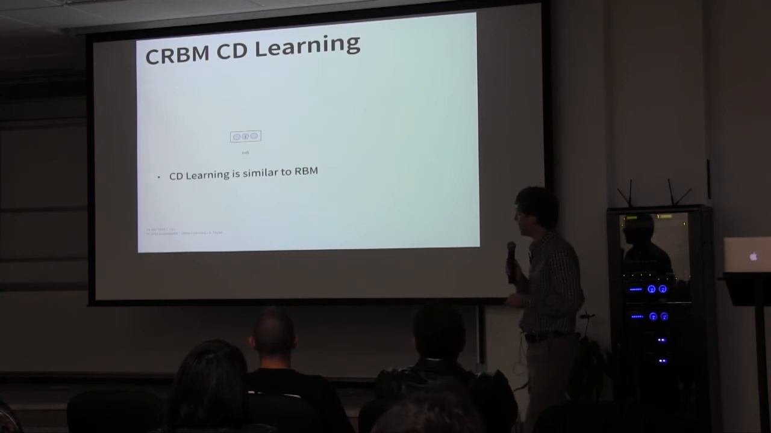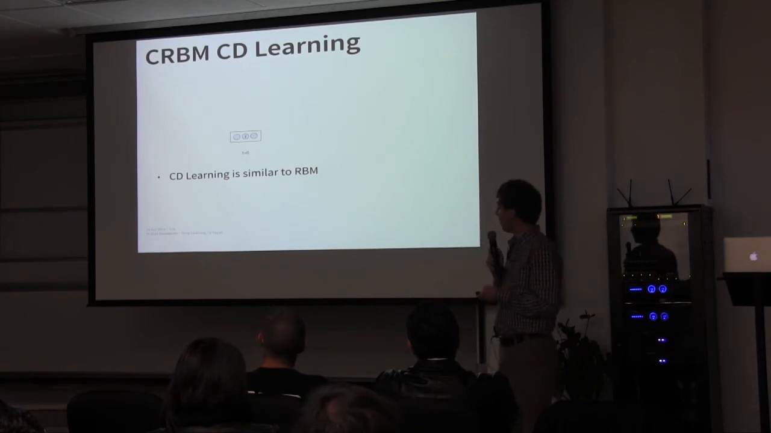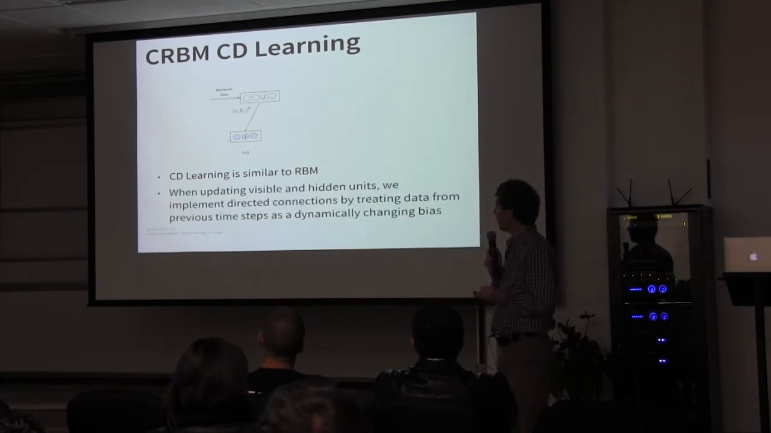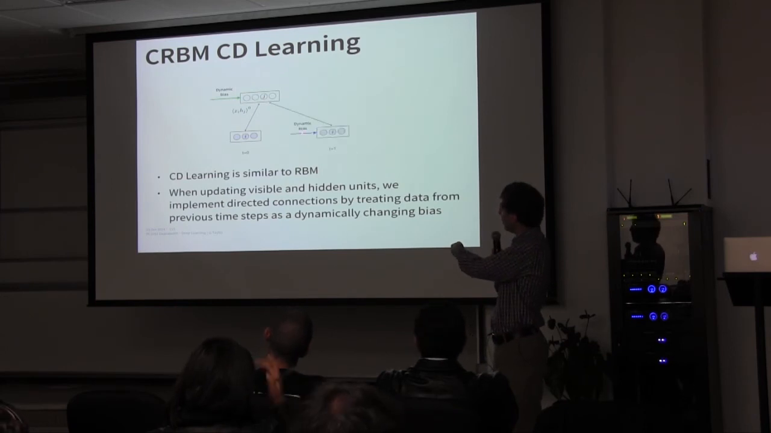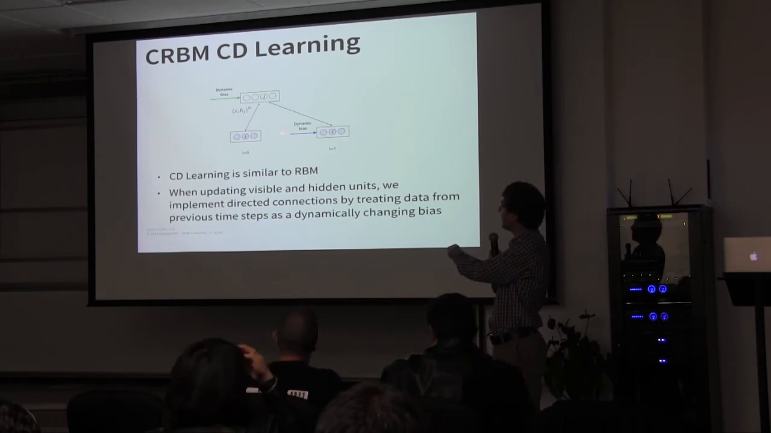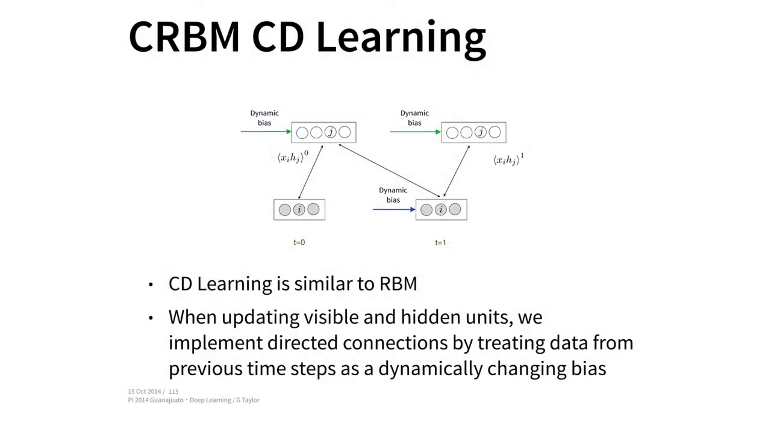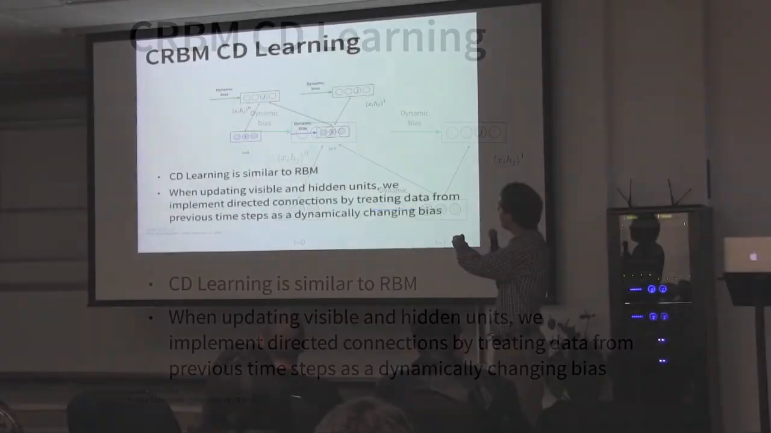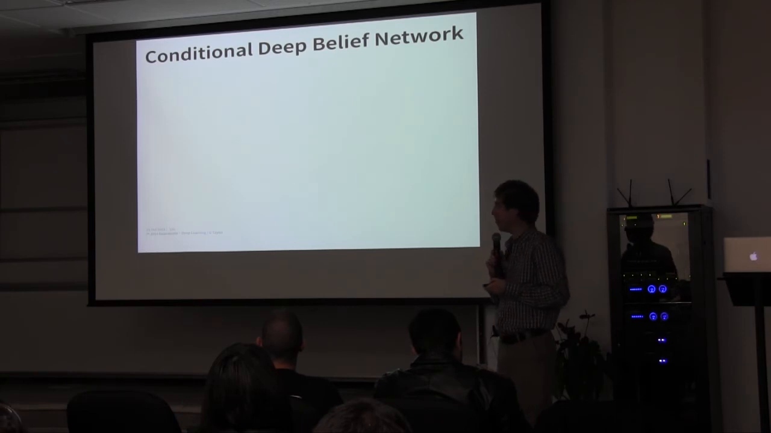Okay, so we looked at CD for a standard RBM. Let's look at CD for a conditional restricted Boltzmann machine. Again, we take some data, and when we compute the hidden units, we have some bias coming in from the history. That can be thought of as a dynamically changing bias. When we do the reconstruction through those autoregressive connections, we also have some additional input coming in to those visible units. Then we go back up and infer the hidden units, and we again have a dynamic bias entering those hidden units. And so that's our one-step CD. It's not a whole lot different than doing CD with an RBM.